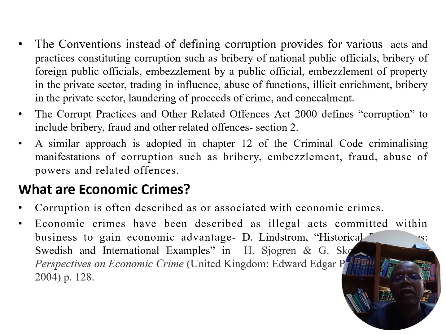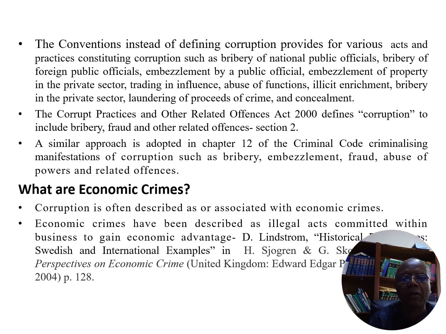The Corrupt Practices and Other Related Offences Act 2000 defines corruption to include bribery, fraud, and other related offenses, Section 2. We can also see here that the approach adopted in the Corrupt Practices and Other Related Offences Act is to define corruption by listing various acts and practices that constitute corrupt practices. A similar approach is also adopted in Chapter 12 of the Criminal Code, criminalizing manifestations of corruption such as bribery, embezzlement, fraud, abuse of powers, and related offenses.